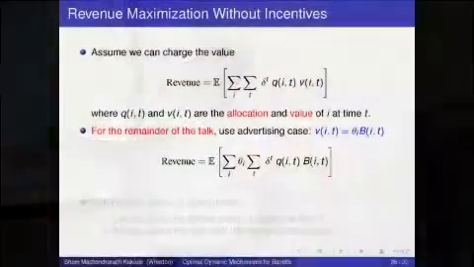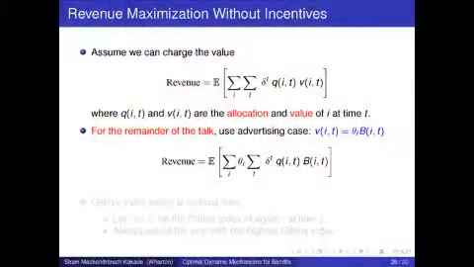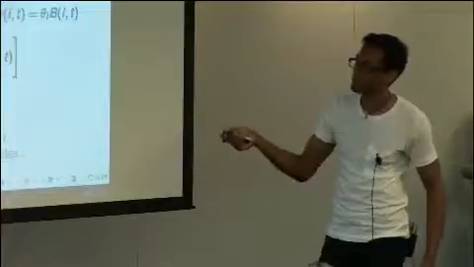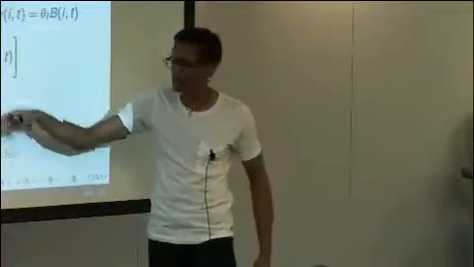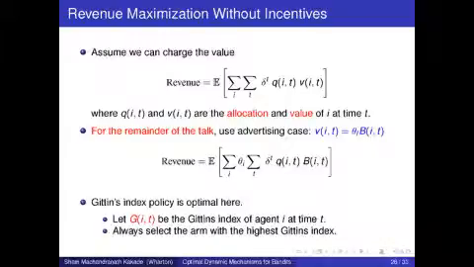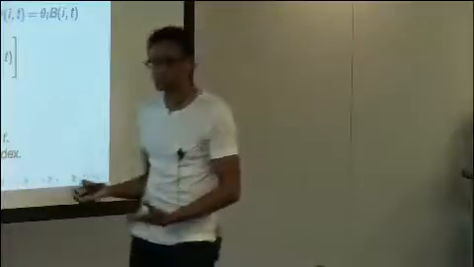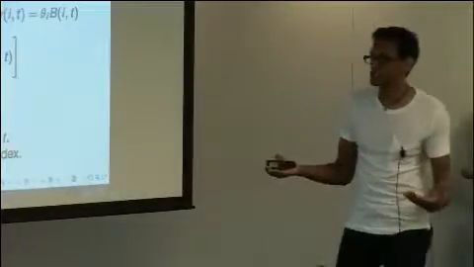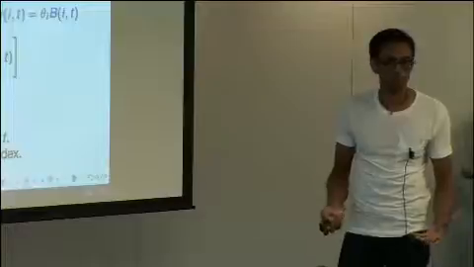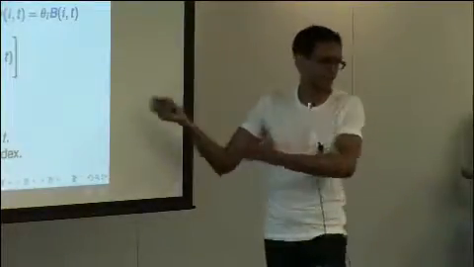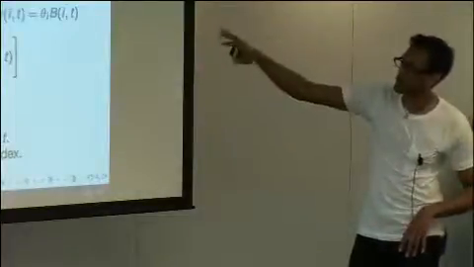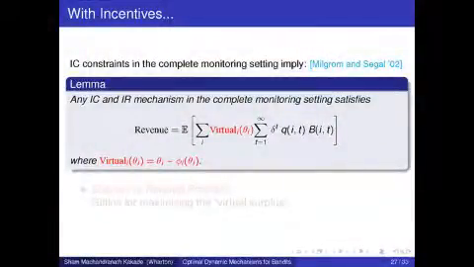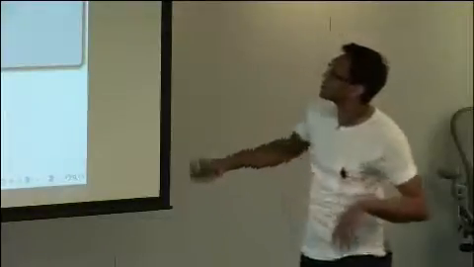For the remainder of the talk, let's just look at the advertising case, the multiplicative case, and look at the easier case when V is really theta times B. So the revenue we can write in this way, which is just the sum over theta times these things. Here, since we aren't taking any incentives into account, the Gittins policy is optimal. G_it is just the Gittins index of agent i at time t. We just select the arm with the highest Gittins index and pull that. Now, this isn't going to work in the dynamic setting because I've completely ignored incentives. But looking at this program is going to give us intuition as to what's going to happen in the dynamic case.